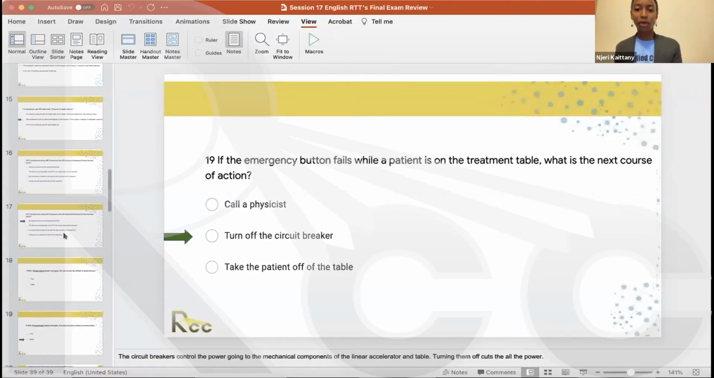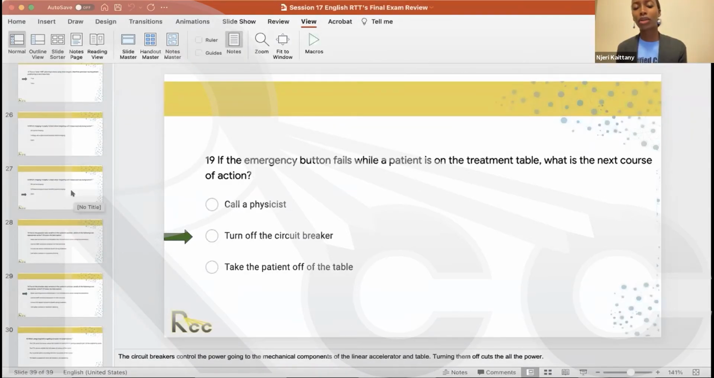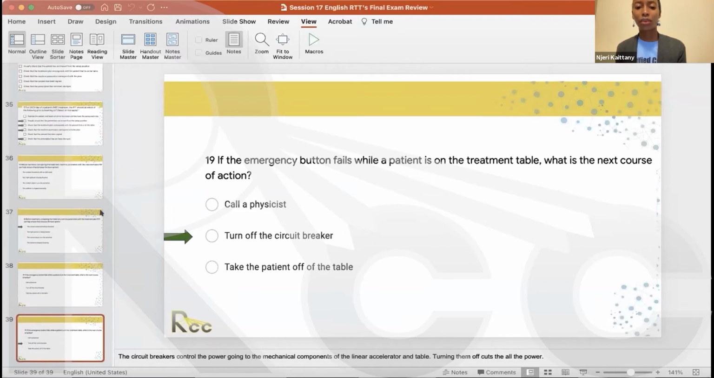So if you're using a Cobalt machine, which of course is a bit different, with that one, you would have to actually turn off the source. There's a casing where you'd be able to turn off the source power. So that would be the first course of action.